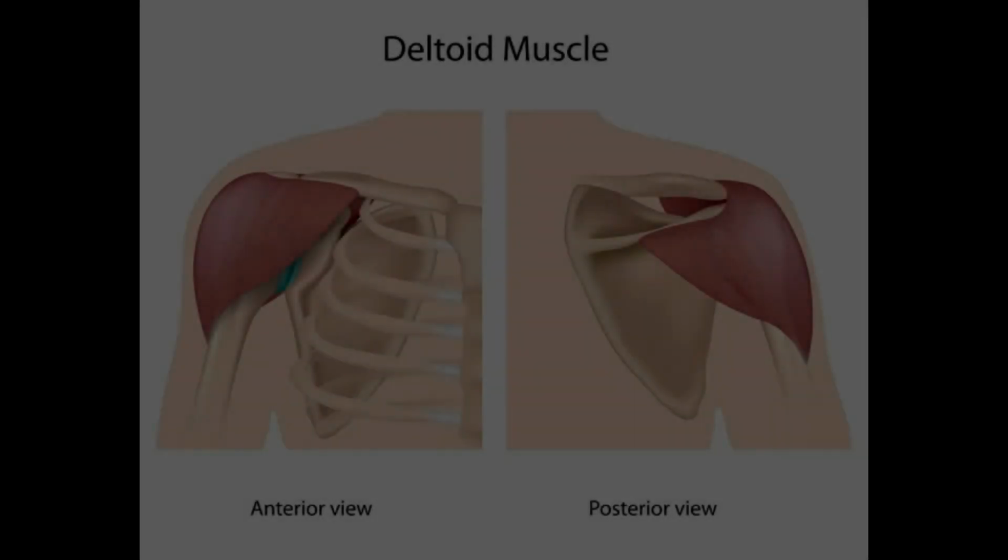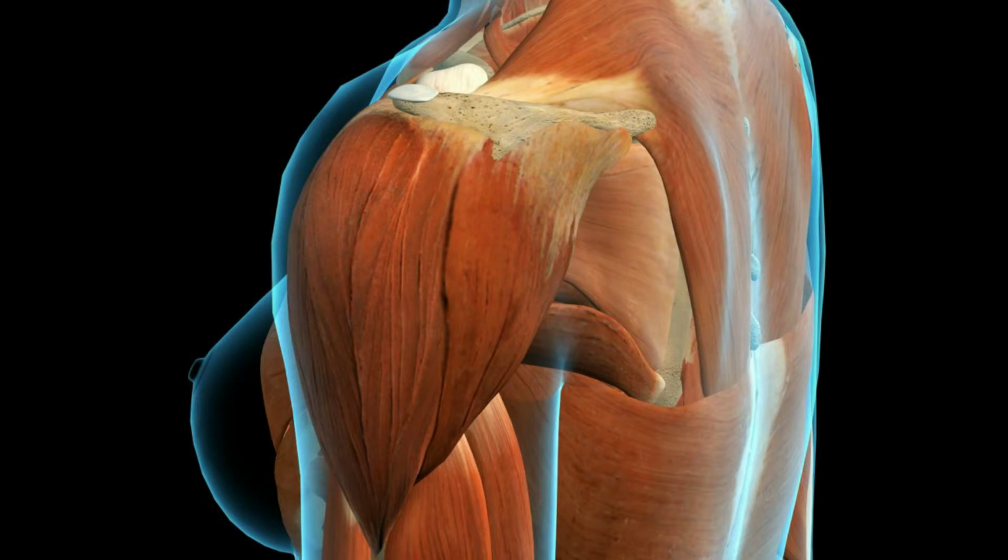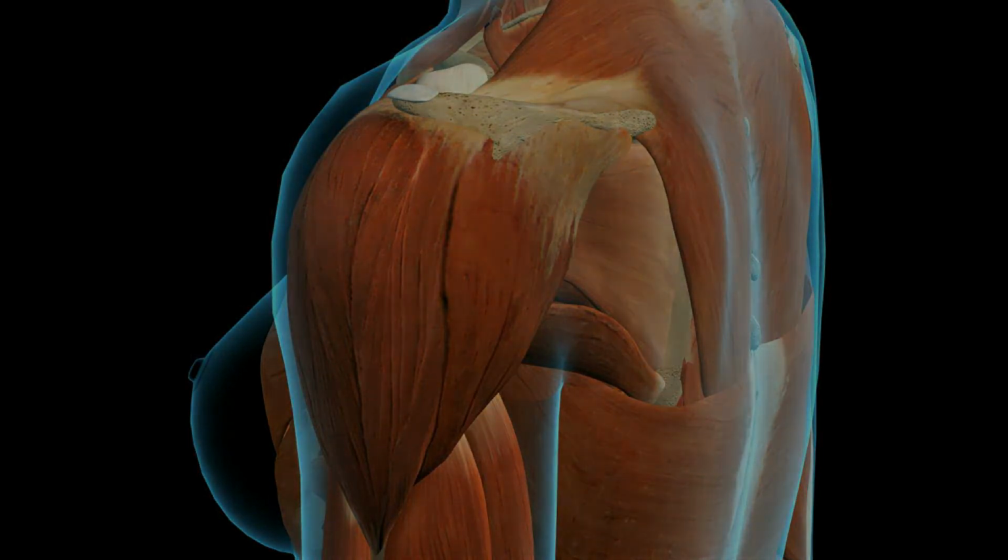The deltoid muscle is a large triangular-shaped muscle which lies over the glenohumeral joint and which gives the shoulder its rounded contour. It is named after the Greek letter delta, which is shaped like an equilateral triangle.